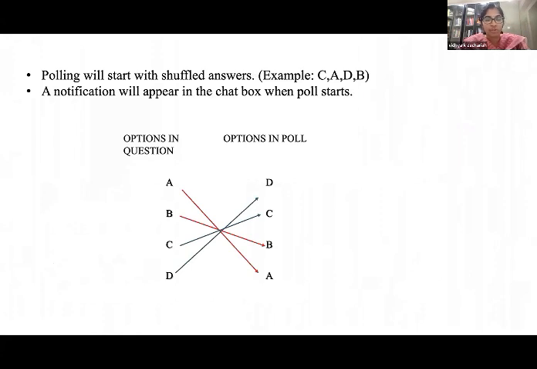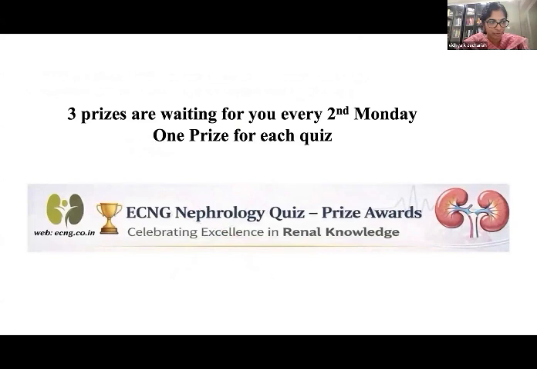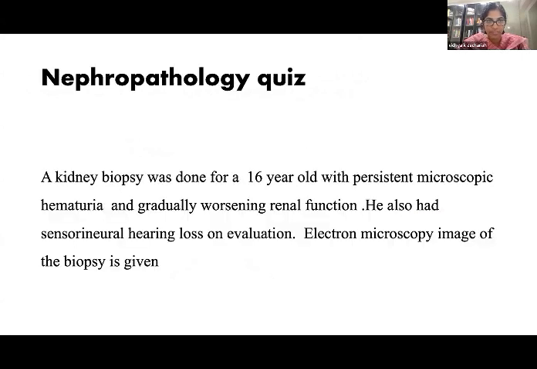A question with 4 choices will be displayed and polling will start with shuffled answers. Please note that quiz participants have to type their answer in the chat box according to the choices in the poll with the shuffled answers. And there are 3 attractive prizes waiting for you. So we'll move on to the first question.